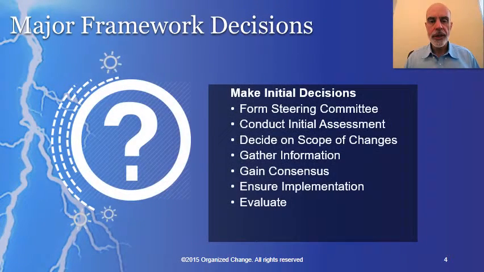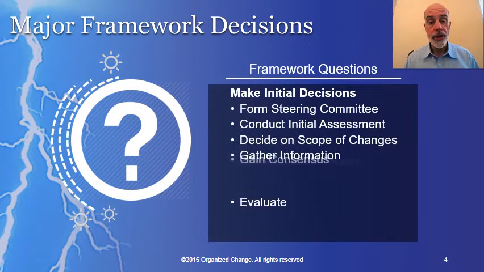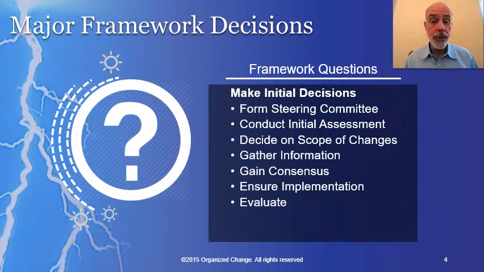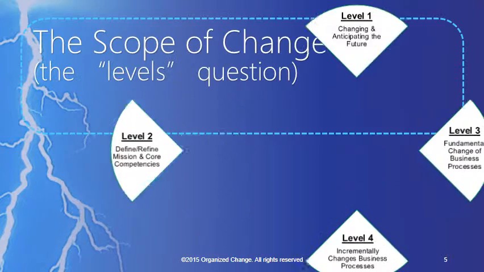Some of these framework decisions include forming a steering committee, conducting an initial assessment, deciding on the scope of change, that is what we call the levels of organizational change, what kind of initial information should be gathered, answering questions about how and with whom consensus should be made, how implementation should be ensured, and how we evaluate the success of the organizational change efforts.